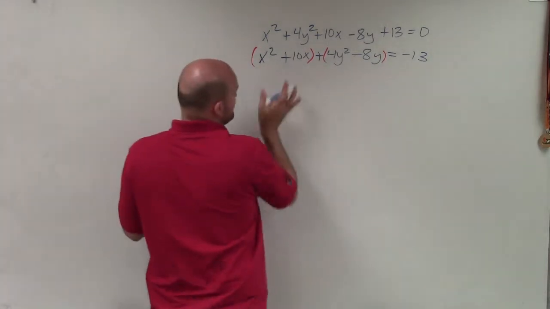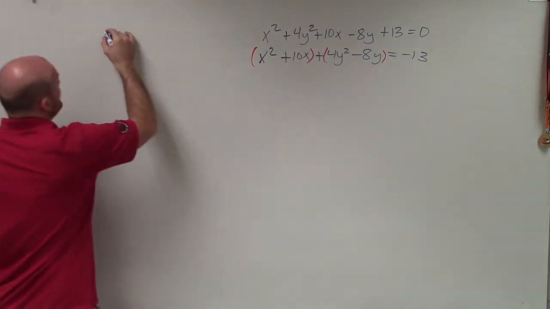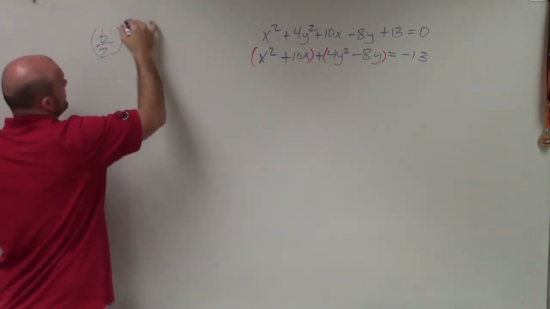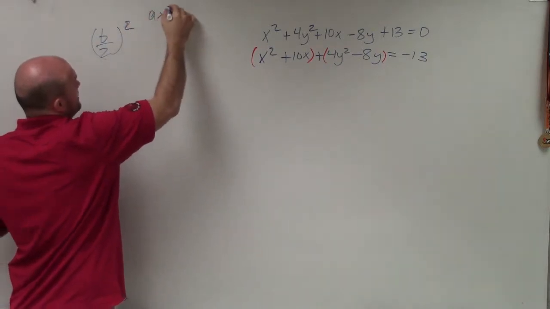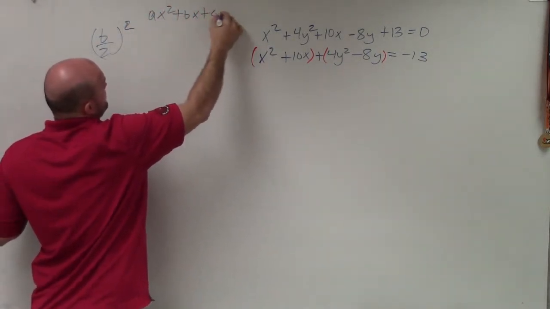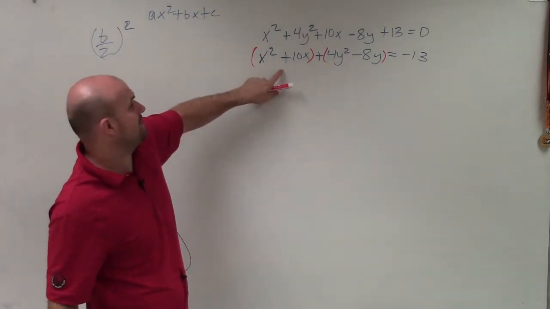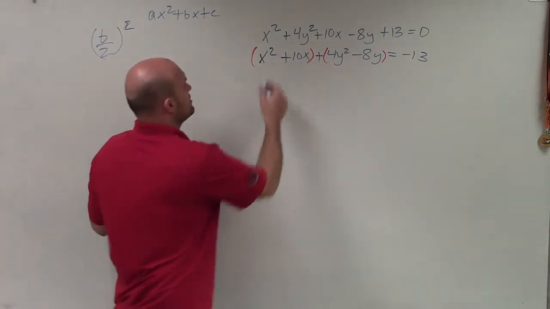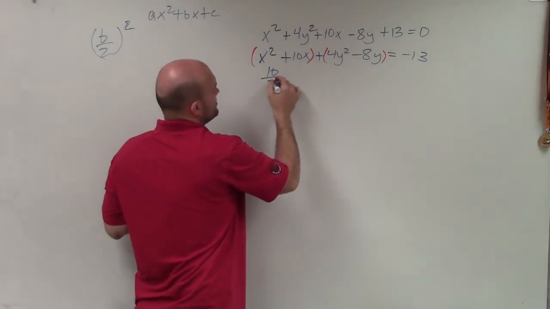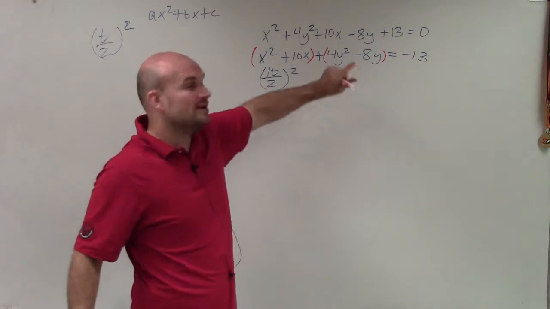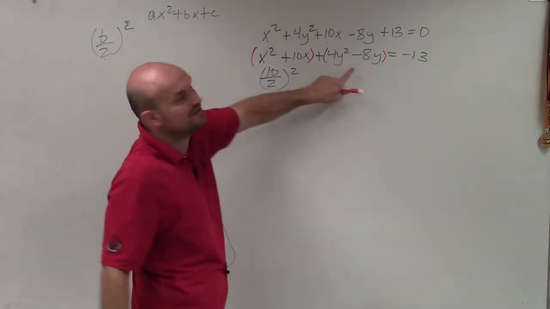So let's look at the x's first. Again, remember, to complete the square you're simply going to take b divided by 2 and square it. And where b comes from is ax squared plus bx plus c, which is the standard form of a quadratic. Well, here we only have an a and a b. A is 1, b is 10. So I'm just going to take 10 divided by 2 and square it.